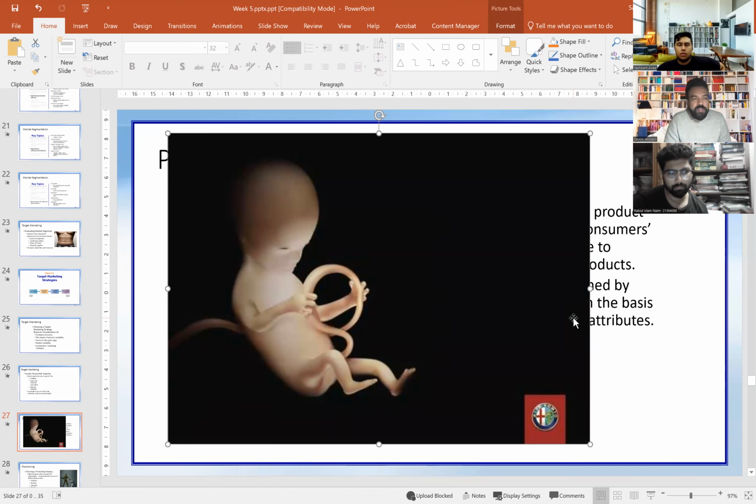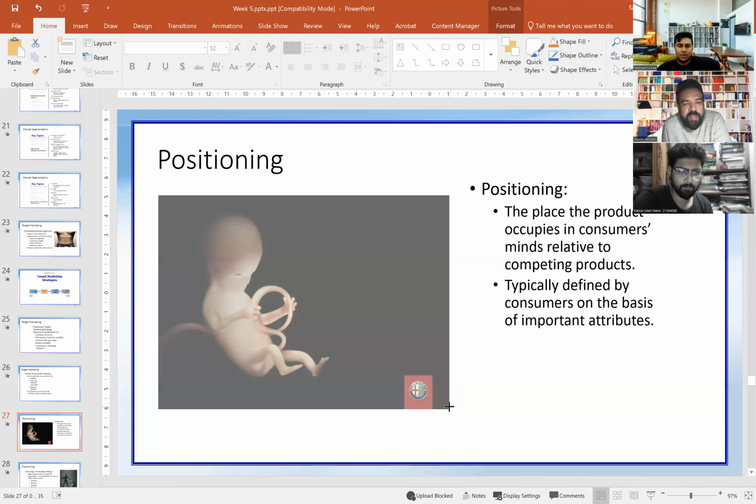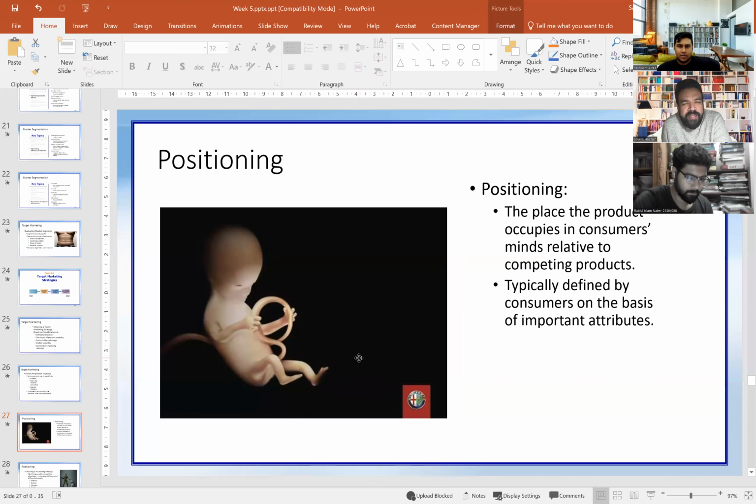Is it a car brand? Yes, it's a car brand. It's Alfa Romeo, a popular European brand. And positioning the brand, you know, while the child is still in the womb, something like that. Yeah, well, it's more than that. We can perceive it in different ways. It could be very kids friendly, we can think that it's very safe, or even an unborn child in its mother's womb would still learn or know what Alfa Romeo is. So essentially the positioning is very different.